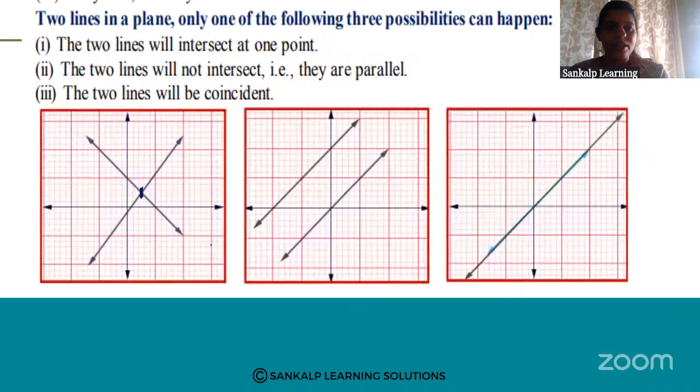Next, when two lines in a plane, only one of the following three possibilities can happen. Now in a pair of linear equations in two variables, we are getting two solutions. That is, one is for x and another one is for y. And if two equations are there, then we are getting two solutions.